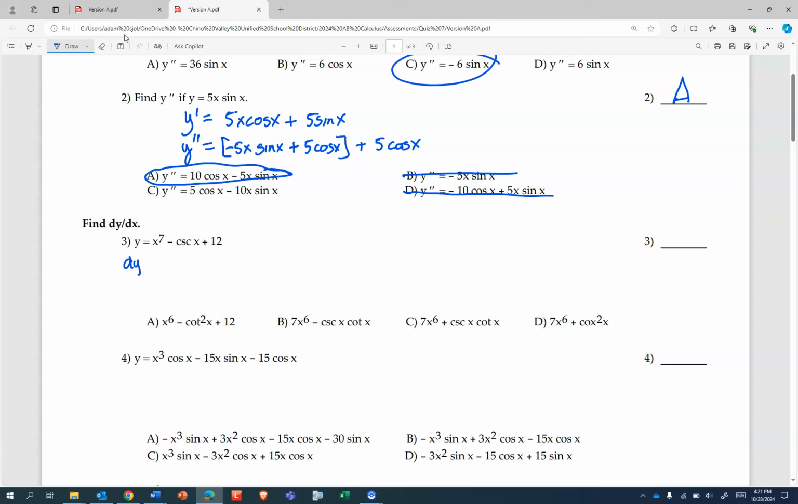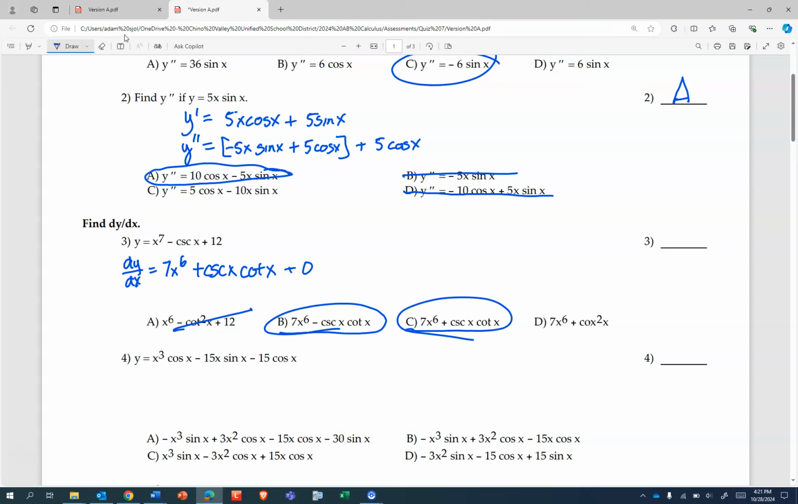Pretty straightforward derivative rules on number 3. 7x to the 6th minus derivative of cosecant is negative cosecant cotangent. I know some people are going to plus 0. Well, the 12 is there. They know some people are going to screw that up. And notice, answer choice B, I know a bunch of people chose, but you have to do the negative, and we're subtracting cosecant. So positive cosecant cotangent, C is correct.